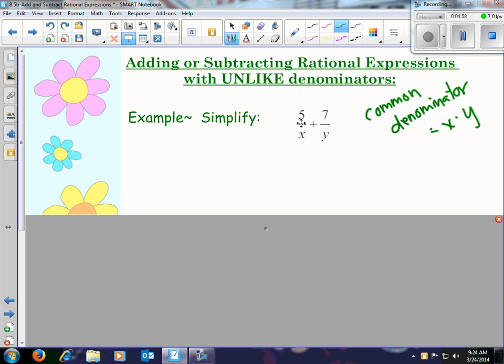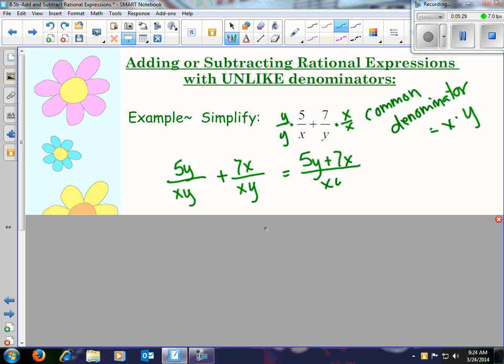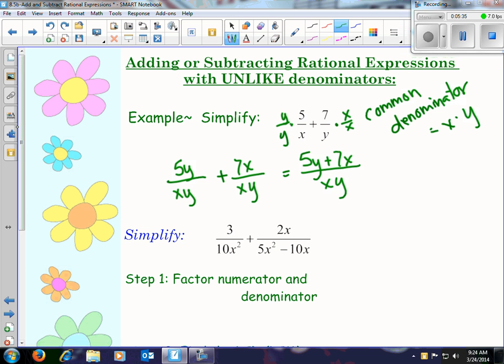So this side I need a y, so I'm going to multiply this side by y over y. And this side needs an x to make this x over y. So this side is going to be multiplied by x over x. So then I have 5y over xy plus 7x over xy. And now I have a common denominator, so I just add my top. So I have 5y plus 7x divided by x times y. And then that's it.